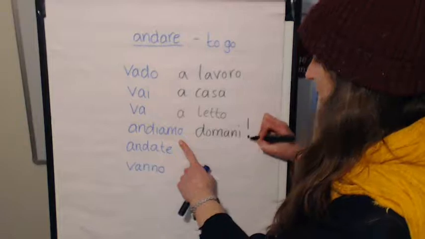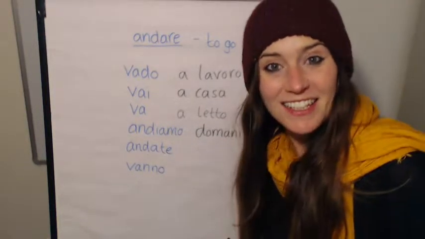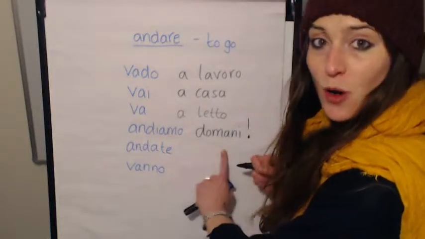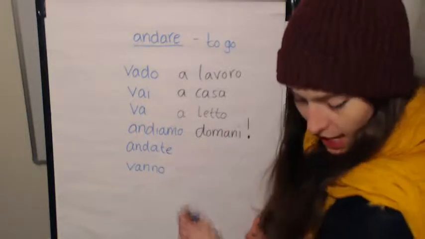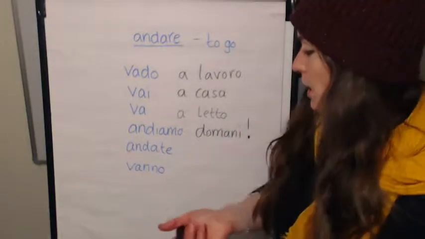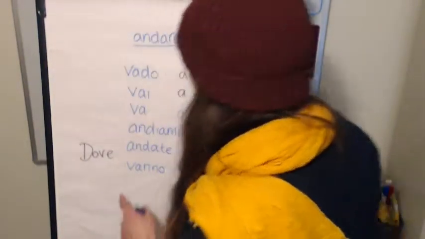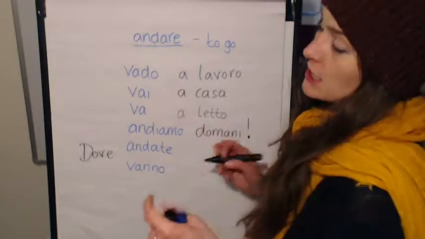an exclamation mark and someone said it with lots of gusto, andiamo domani. See, andiamo domani. It can mean, hey, let's go tomorrow. So it could be like a suggestion or like an imperative. Andate. Okay, so you guys, I could say, for example, use a question word in front of it. Dove andate? Let's use then a day of the week.